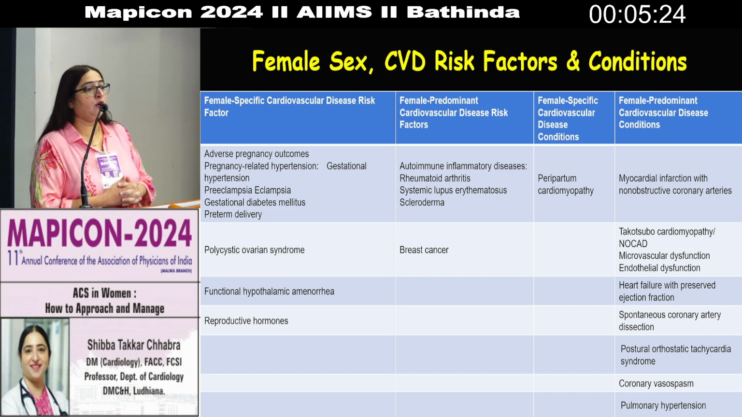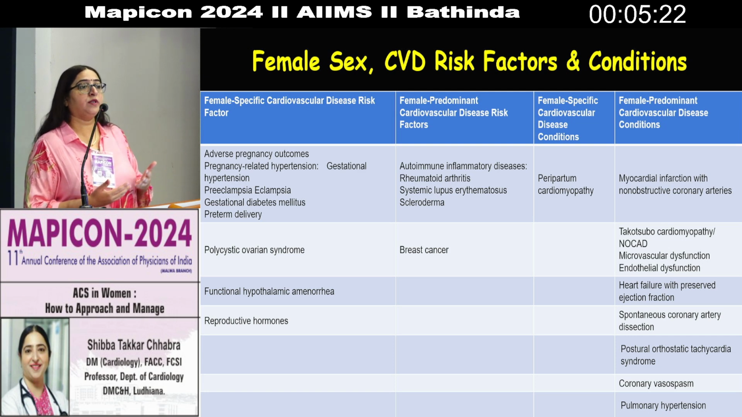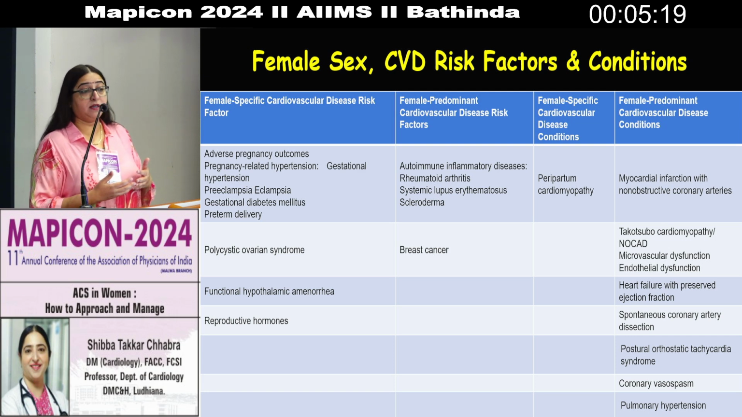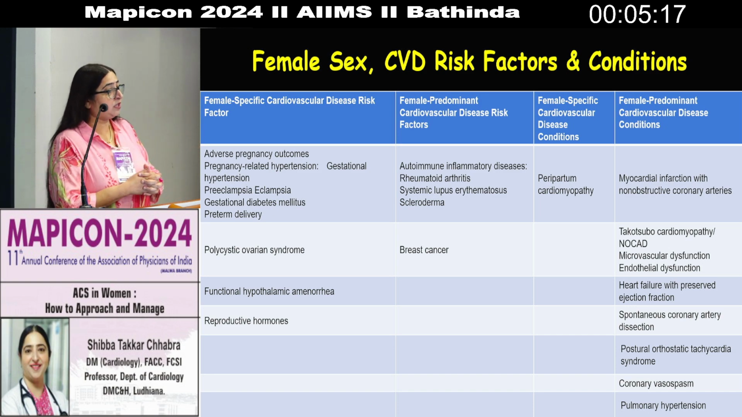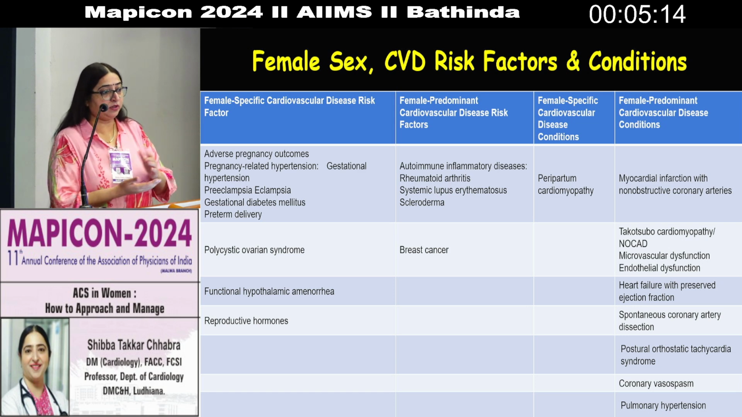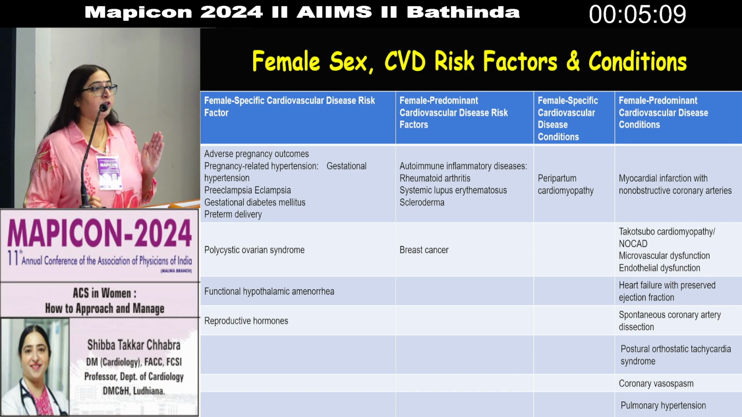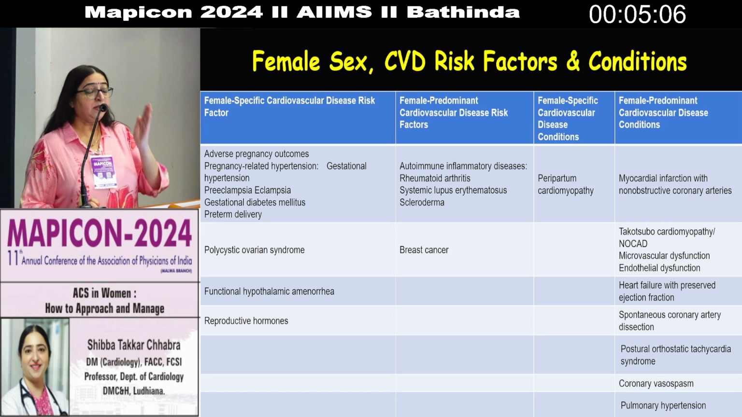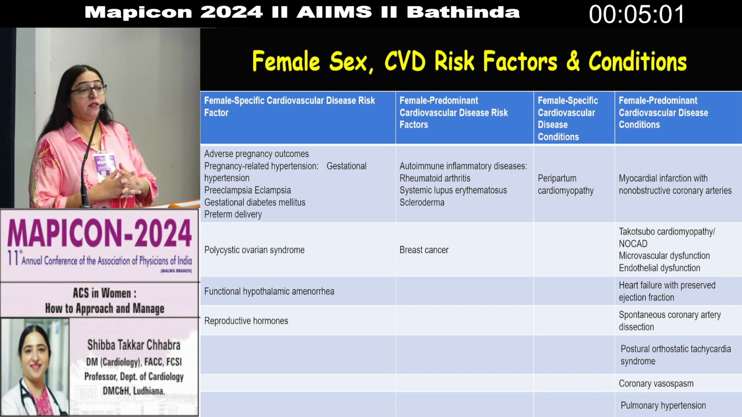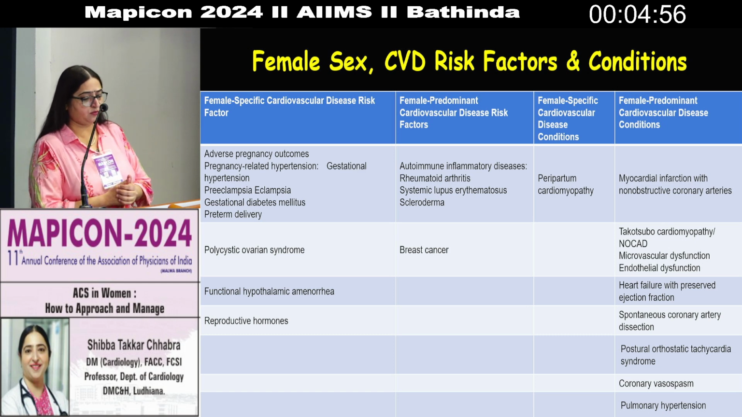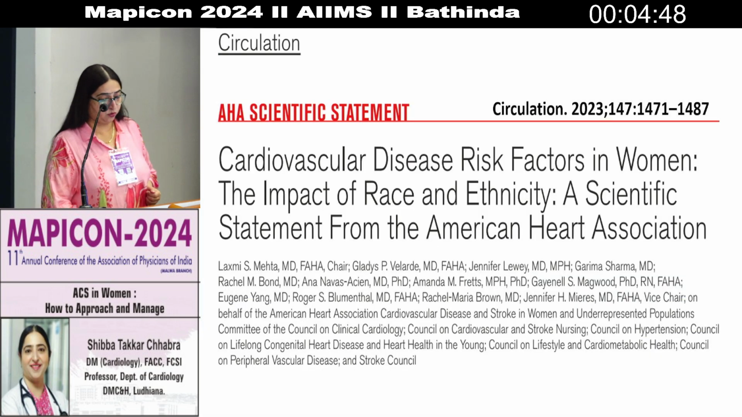predominantly in women, and we all know there are autoimmune diseases like rheumatoid arthritis, SLE, scleroderma, breast cancer and breast cancer related treatments, which can cause fibrosis, the chemotherapeutic drugs, and then female-specific cardiovascular conditions like peripartum cardiomyopathy, which would occur only in women, and female predominant cardiovascular conditions such as MINOCA, NOCAD, Takotsubo cardiomyopathy, endothelial dysfunction, microvascular dysfunction, heart failure with preserved ejection fraction, spontaneous coronary artery dissection, coronary vasospasm, and so on.